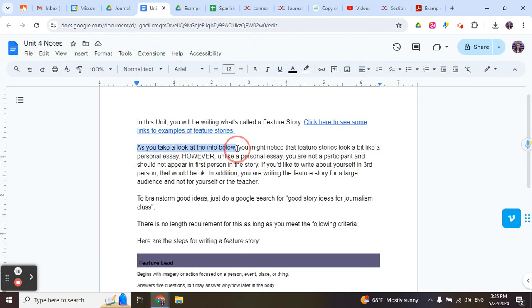Okay, so as you take a look at the info below, which is the criteria you follow to write this portfolio, you're going to notice that feature stories actually look a little bit like a personal essay. It tells a story, there's a beginning, a middle, and an end. But unlike a personal essay, you're not in it. So here's the catch. If you wanted to write a feature story about a story that occurred in your life, you could write about it in third person. In other words, you're not a participant. You're writing as though you're looking from the outside in.